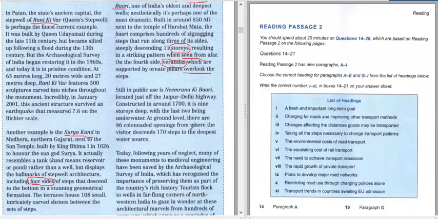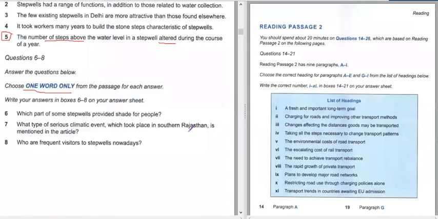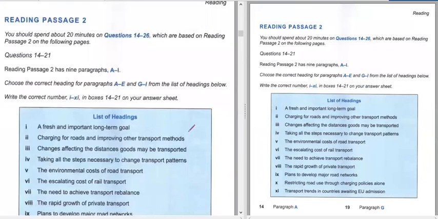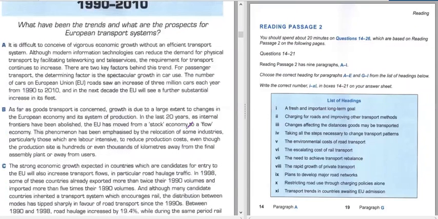The next is a passage, the 15th one. This is my major problem, concern area. All right, so if I ask you, what is your strategy to do this?